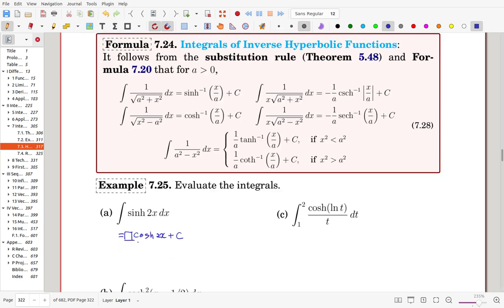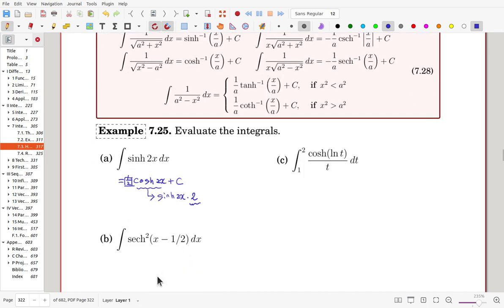In order to do that, if you make the derivative of this part, that will be the same as sine hyperbolic of 2x, and here 2x must be differentiated. That is 2, so we have an extra 2. If you put 1/2 here, then these 2s will be cancelled out. So one half cosine hyperbolic 2x plus c is the final answer.